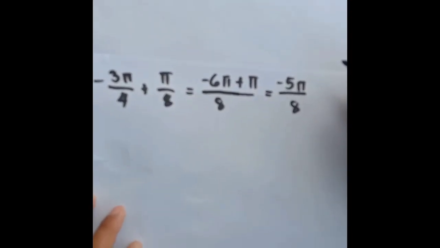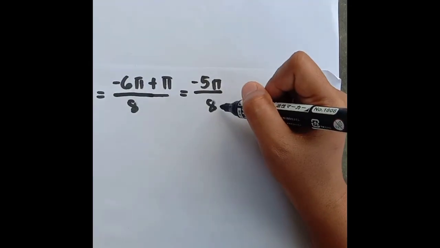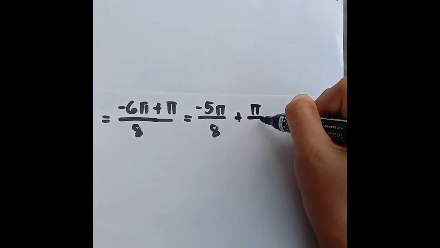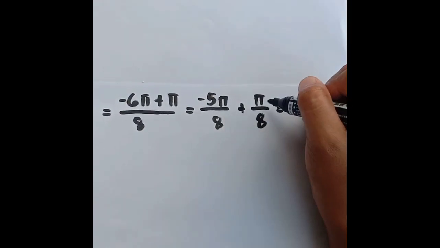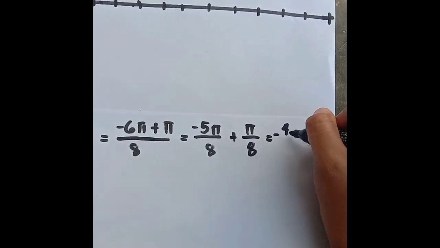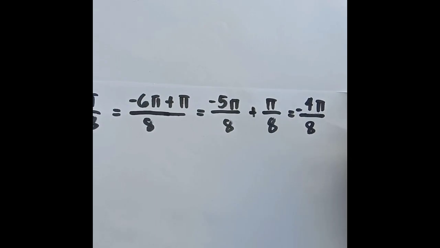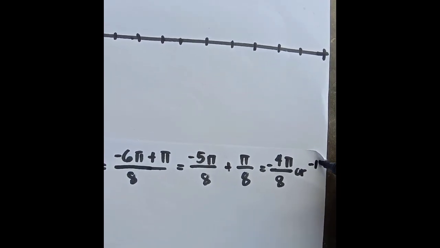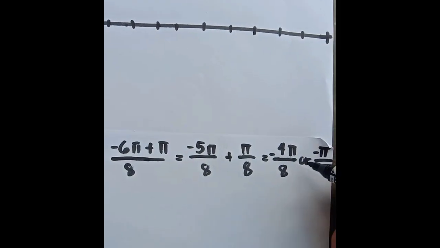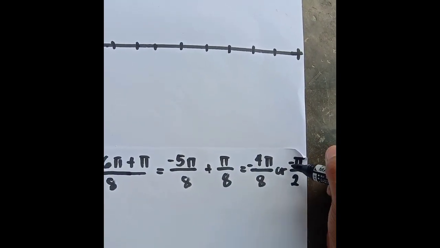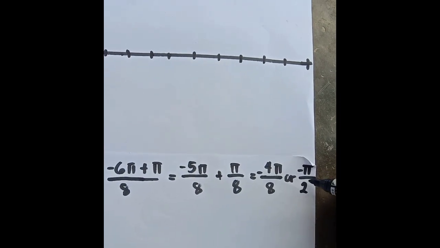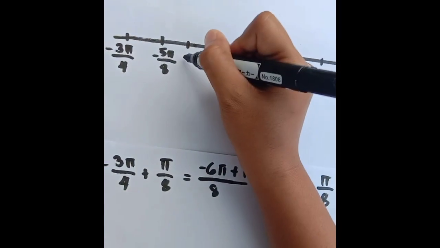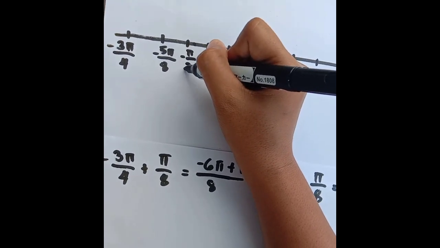Then let's do the same process. The negative 5 pi over 8, we need to add the x scale pi over 8. So negative 5 pi plus pi equals negative 4 pi over 8. Or reduce to the lowest term, divided by 4, negative pi over 2. So the next point is negative pi over 2.